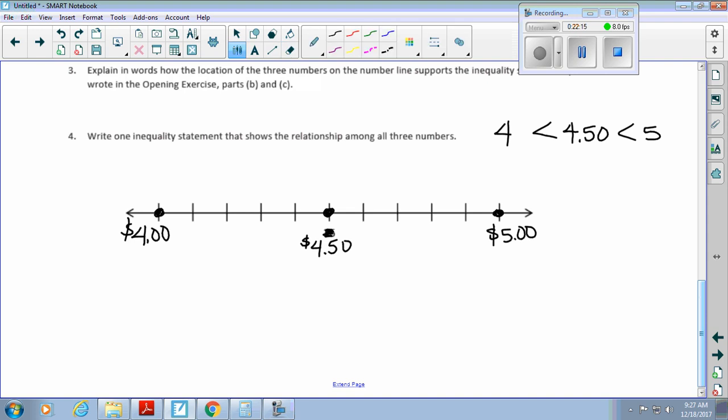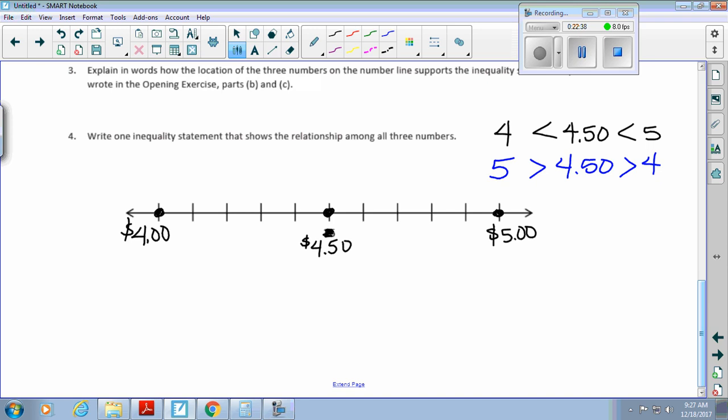Now, if we wanted to switch it to greatest to least, we would just reverse the numbers: 5, 450, and 4. And 5 is what compared to 450? Greater than. 450 is greater than 4. Very good. All right. Any questions on that? That's how you write inequalities involving three numbers.